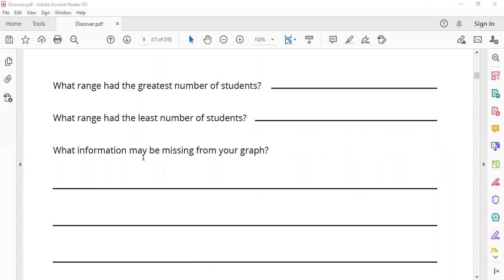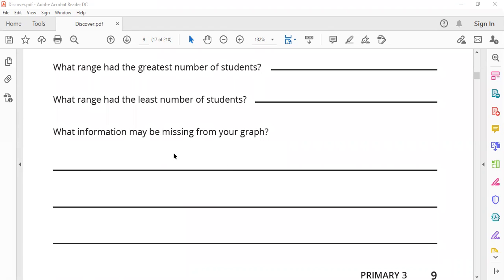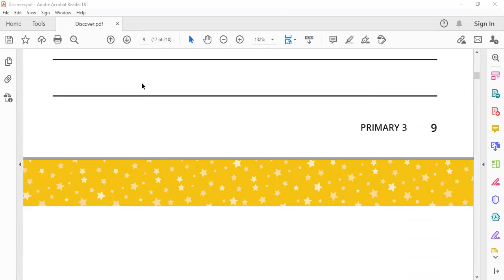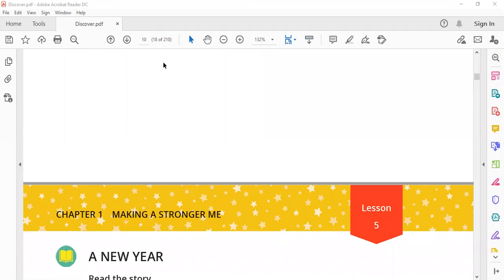What information may be missing from your graph? Of course, the missing information is time. I didn't mention time in my graph. That's the end of the lesson.